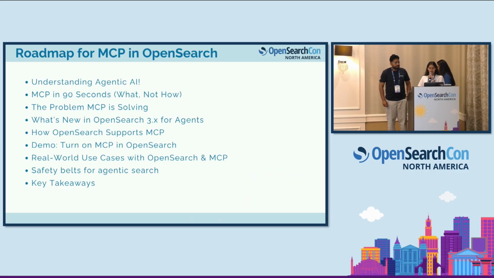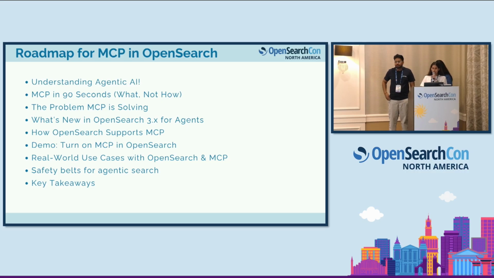So let's move ahead, and I will walk you through the roadmap of MCP in OpenSearch. So here is the journey we will take together. We will start by understanding what agentic AI actually means in practice. Then, in just 90 seconds, we will demystify MCP. Not the low-level protocol details, but what it does and why it matters. Next, we will talk about the real problem MCP is solving. Think too many adapters, too much glue code, and MCP cleans that up.